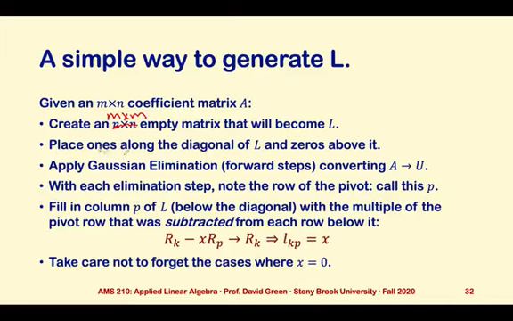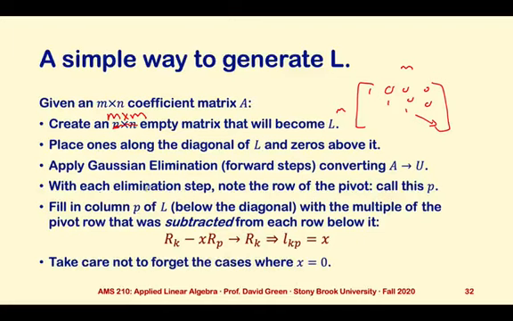The first thing we do is we put 1s along the diagonal of L. So we construct a placeholder matrix, M by M, and we put 1s everywhere along the diagonal. And we know that this is a lower triangular matrix, so we fill everything else up with zeros. Then we apply Gaussian elimination to A, converting A to U.